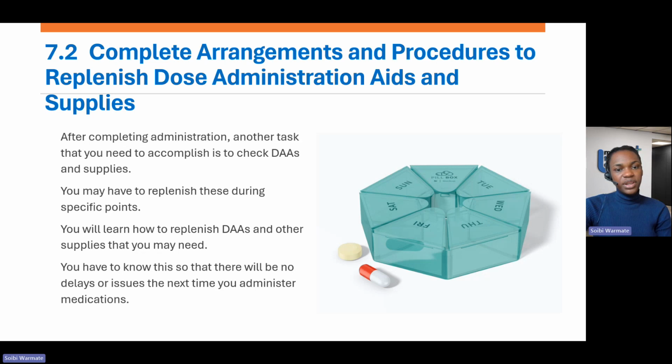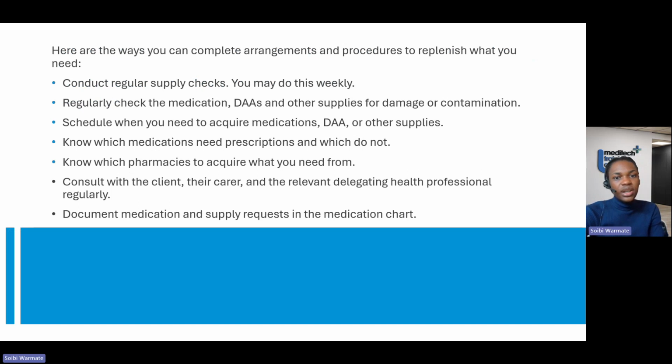All right. After completing administration, another task you need to accomplish is to check the DAAs and supplies. You may need to replenish these at a specific point. To get more information on how to complete arrangements and procedures to replenish what you need, conduct regular supply checks. You need to do this weekly. Regularly check the medication, the DAAs, and other supplies for damage or contamination.